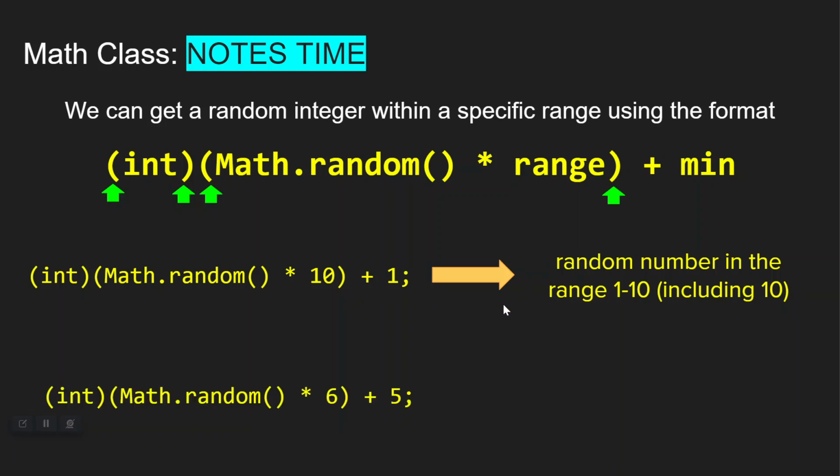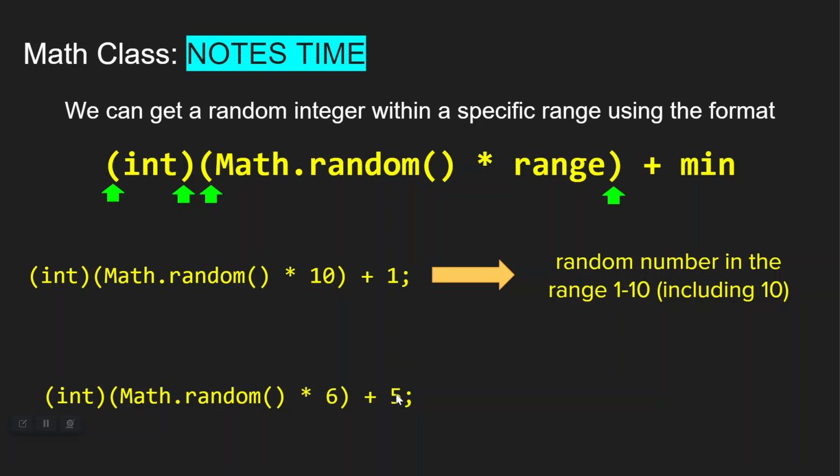All right, let's try this one down here. So now you've got int math.random times 6 plus 5. Once again, pause the video. See if you could figure out what is the range of integers that this call to math.random would give you. I'll give you a second to pause the video. And I assume at this point you've paused the video and you've tried to figure it out.